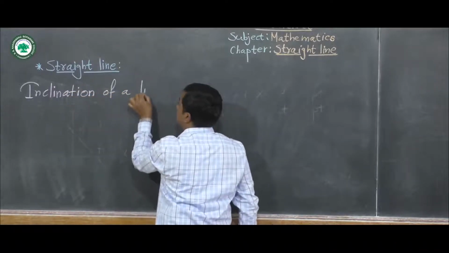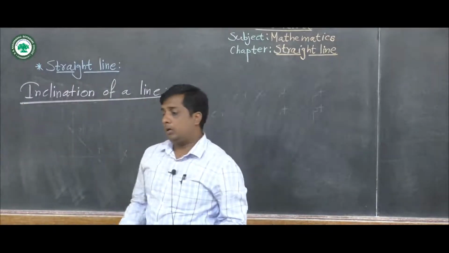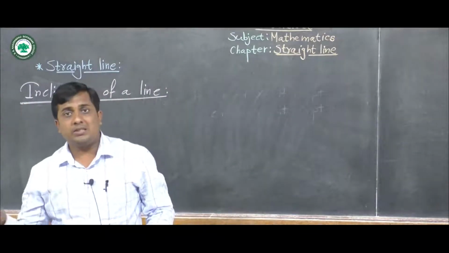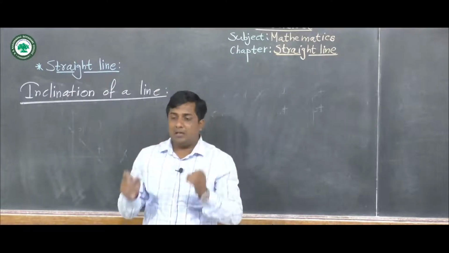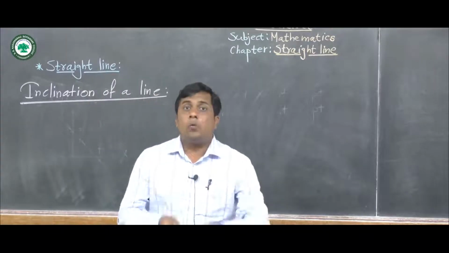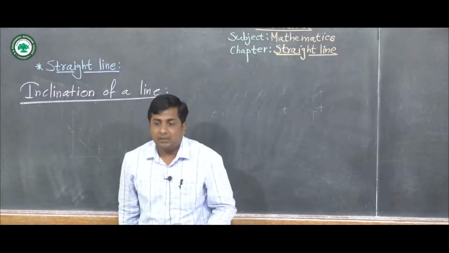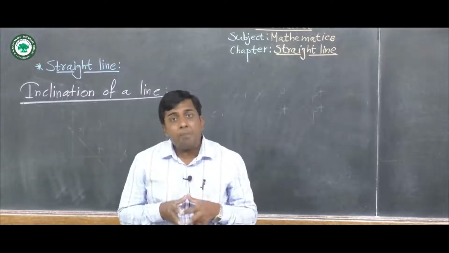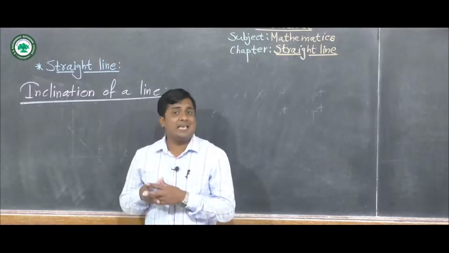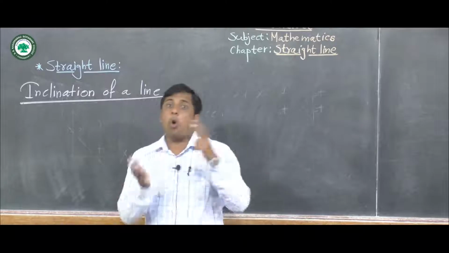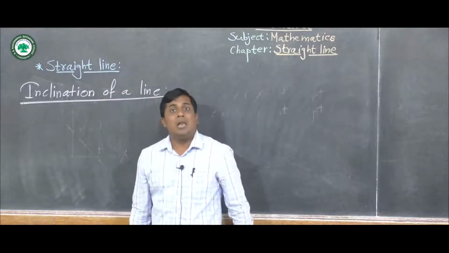Again, to define the inclination, we consider our coordinate axis and our line. Here the acute angle made by a line with the positive direction of the x-axis. I repeat again, the smallest angle made by a line with the positive direction of the x-axis, measured in anti-clockwise sense, is called the inclination of the given line.